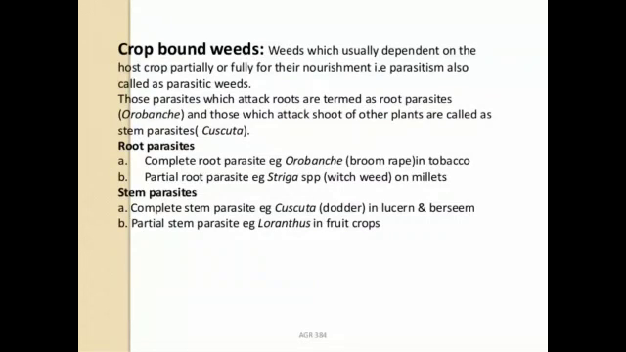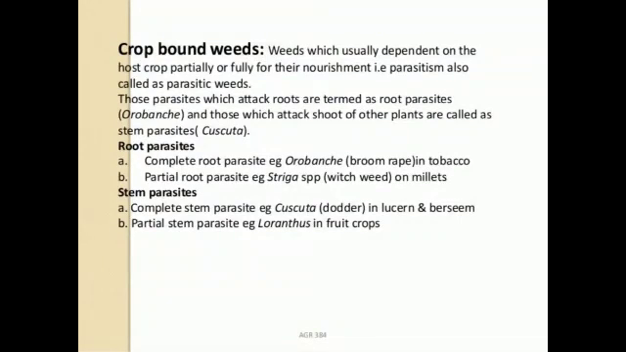Those parasites which attack roots we call root parasites, and those weeds which attack the shoot of other plants are called stem parasites. Okay, this is root parasites or stem parasites. So the first one is root parasites. Root parasites are further divided into two types: complete root parasites and partial or semi root parasites.